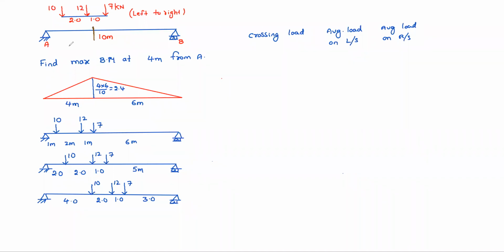Okay, this is 4 meters. That is the right side, 6 meters. Just require the section to be crossed. Just 7 kilonewtons is crossing. What happens? We'll see. Just 7 kilonewtons crossed.